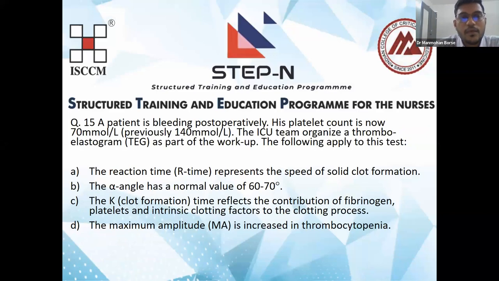Next question. A patient is bleeding post-operatively. His platelet count is now 70,000. The ICU team organizes the TEG as part of workup. The following things are true about this test. Okay. Which are true and which are false? It's like a true or false kind of thing. It's a K-type question.